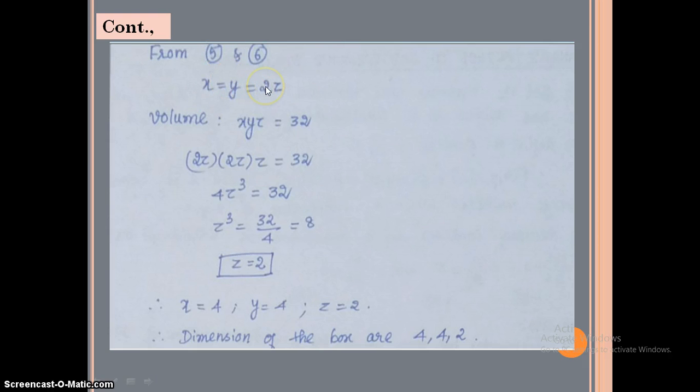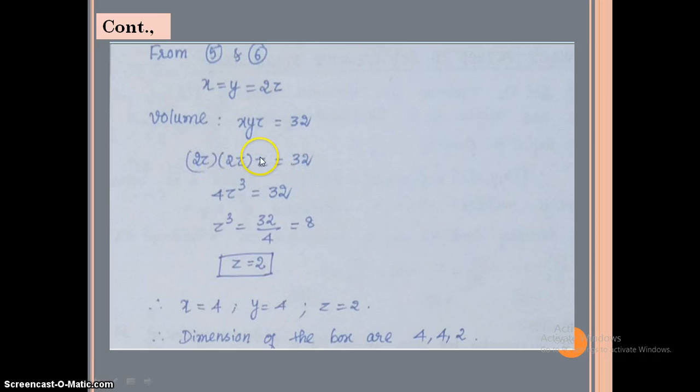Next we have to find the values of x, y, z by substituting this in the given condition. What is the condition? Volume equal to xyz equal to 32. So we can replace any one of the values here. I can replace x equal to 2z, y equal to 2z, and you can keep z as it is, so everything is in terms of z. So x equal to 2z, y equal to 2z, and the product equals 32.